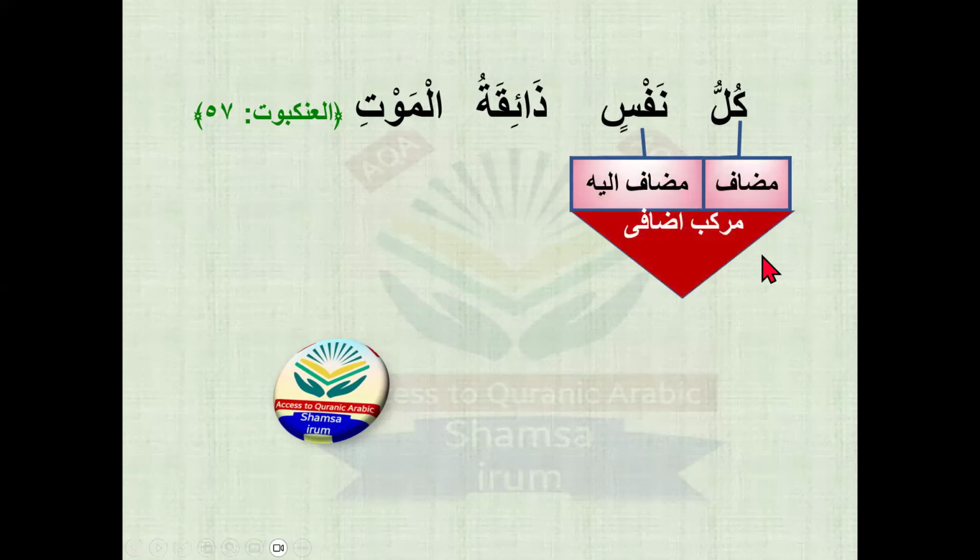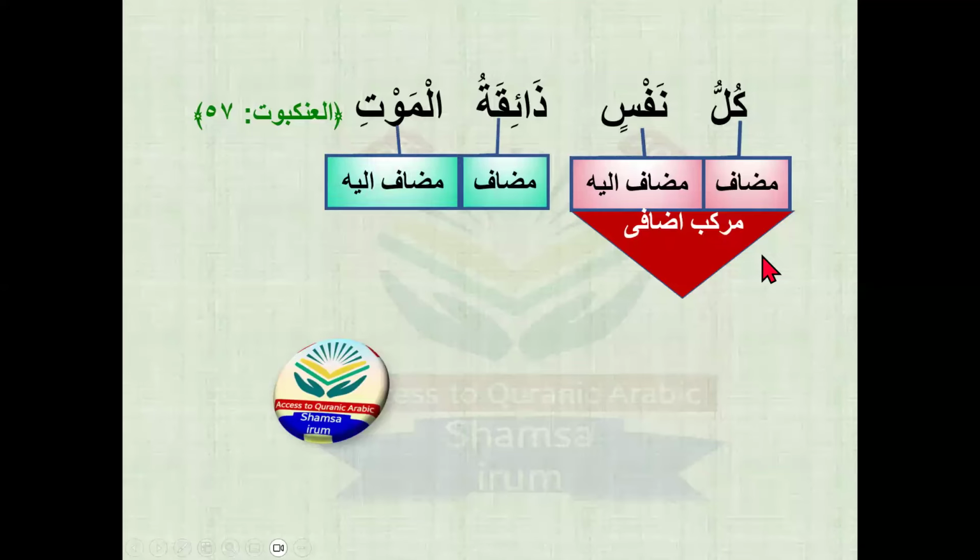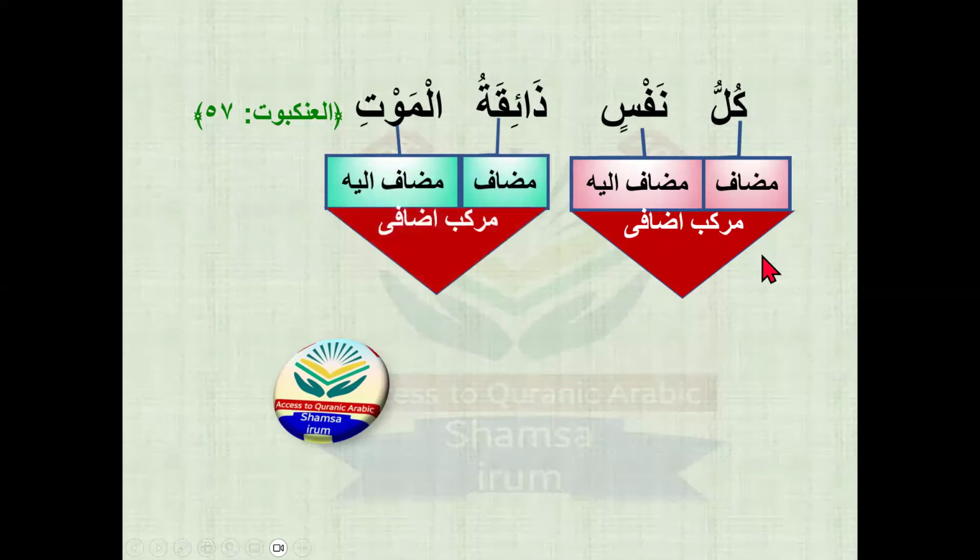Look at the next one, dha'iqatul mauti. Dha'iqatu is mudaf. Al mauti is mudafun ilay. They make another murakab izafi. What's the beauty in this one? This ayah is very beautiful as well, because the topic that I want to explain in today's lecture is that a murakab izafi can be used as a mubtada, and it can be used as a khabar. And this ayah is sufficient to elaborate both concepts. Alhamdulillah. That's why this ayah is so beautiful for the topic Murakab Izafi.